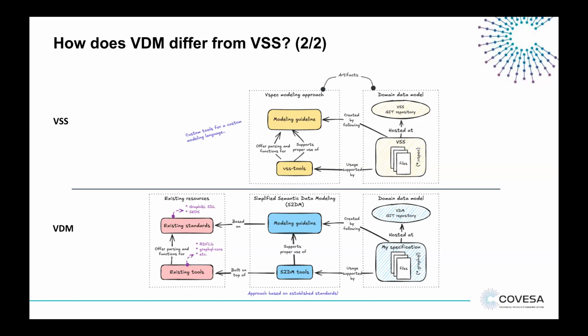So VDM also follows a similar approach, but with a slight change of leveraging the existing resources here. Instead of defining our own custom modeling guideline, we will use the existing standard and existing tools and build a simplified semantic data modeling approach on top of it, so that we can leverage all the open source standards in defining our data model. So we'll go into more details about S2DM, why we have to do it, why we can't just directly use existing standards. We'll go into more details as we go further.